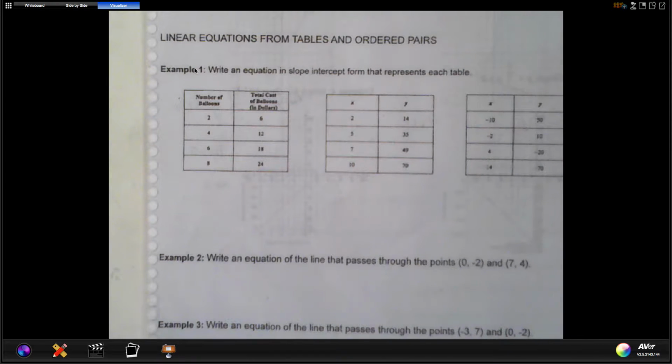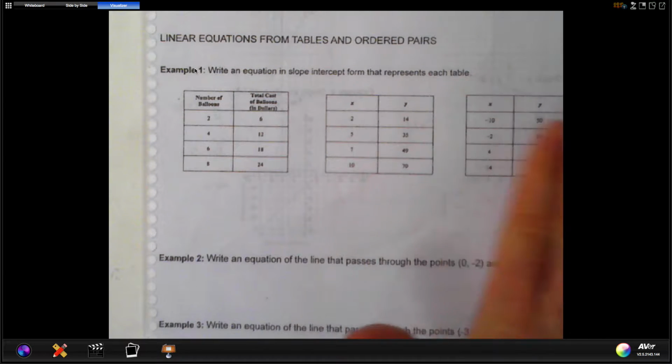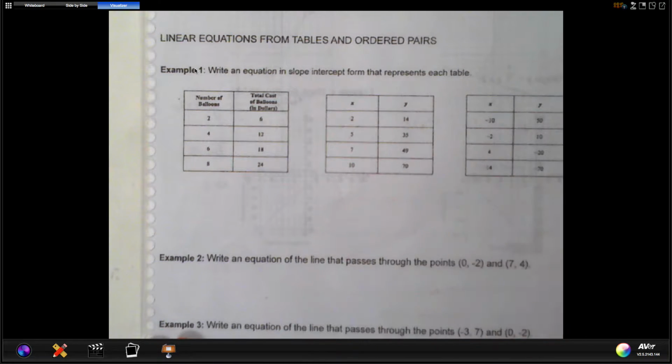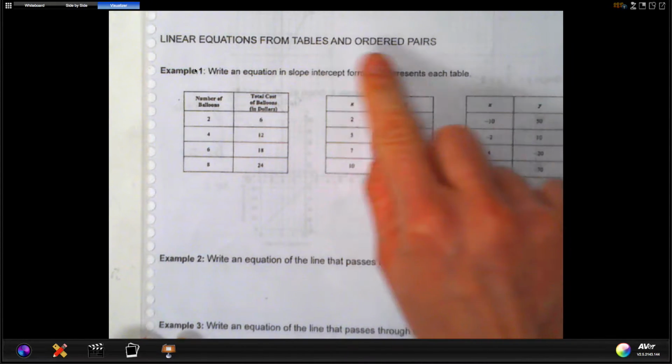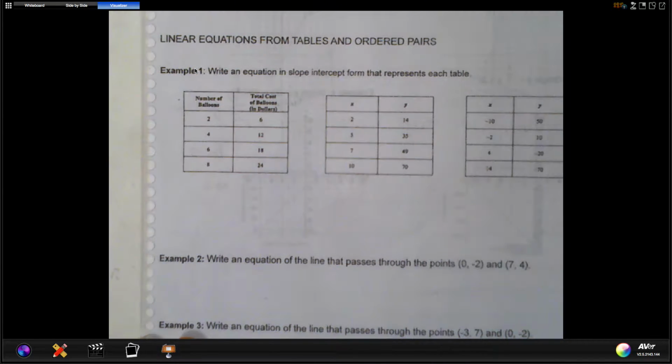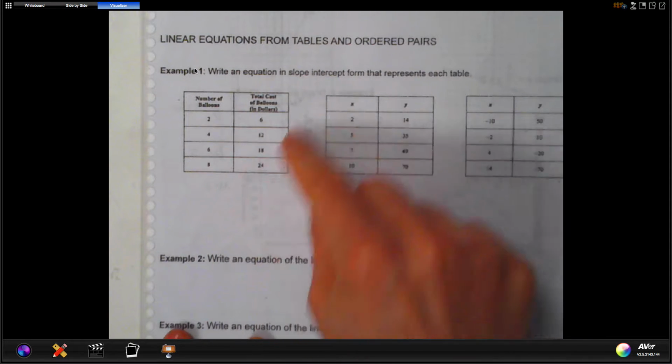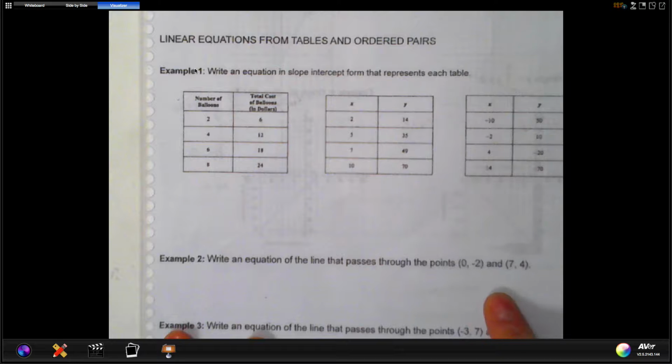We are going to start the first half of talking about writing linear equations from tables and ordered pairs. If you are in my class, we are on the last page of our note packet, all the way on the back, and it literally says linear equations from tables and ordered pairs. For the sake of the video and breaking our lesson up, we are going to do the first part of example 1 and example 2 only today. We will do the second parts tomorrow.